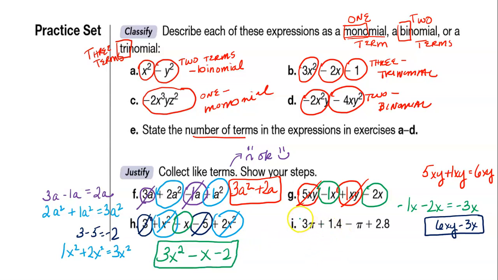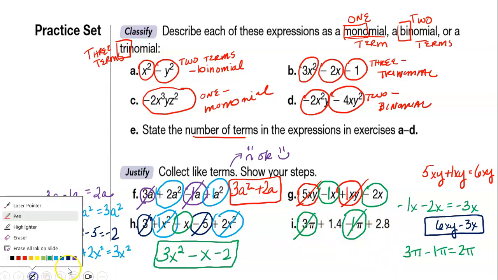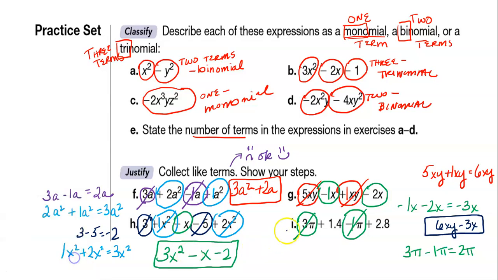Okay, 3 pi minus, and this has that invisible 1 in front of it, so 3 pi minus 1 pi equals 2 pi. Okay, and then I have, let me grab a different color. There we go. I have 1.4 plus 2.8, and I believe that's 4.2. So my answer is going to be 2 pi plus 4.2.